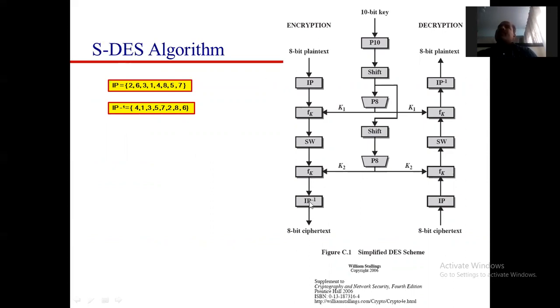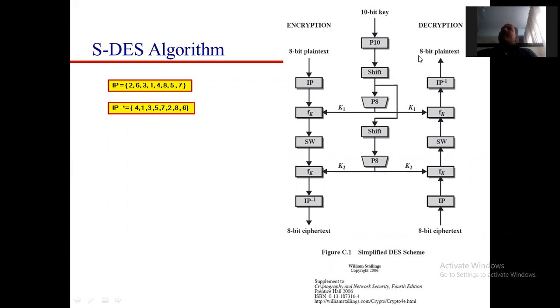Okay, so whatever steps we follow at encryption, exactly the reverse of this we are going to follow in the decryption process. Here we consider the 8-bit cipher text as input to the initial permutation. Again the FK is the complex function, and it accepts the key K2. Again we have the switch function. Again we have the complex function with key K1. Finally we have the inverse of the initial permutation, so that the receiver gets the 8-bit plain text.